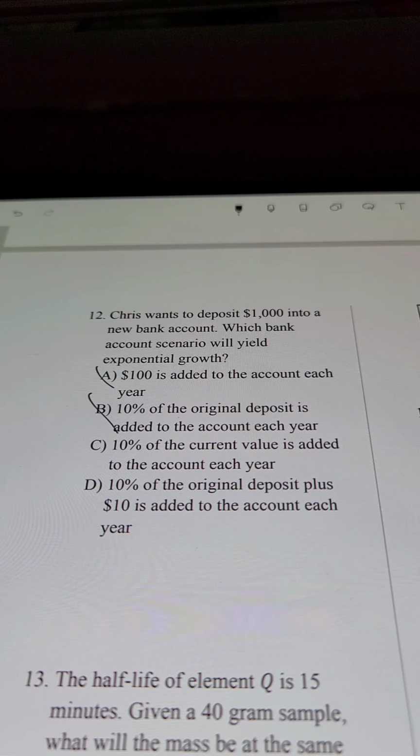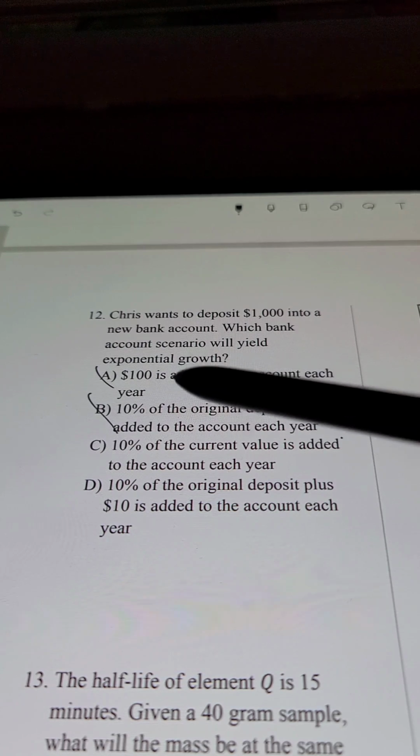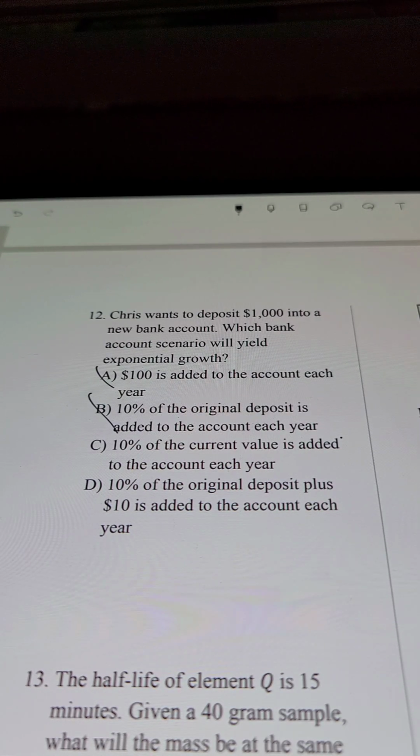So C says 10% of the current value is added to the account each year. Yes, because think about how you would get that. You would have to have the initial amount, 1,000, and then you would multiply by 1.1. And actually, I just realized I put the word added so that you couldn't use that trick. So forget that I said that because I tried to make it extra annoying. I forgot about that. So 10% of the current value is added to the account each year. So think about how you would do that.